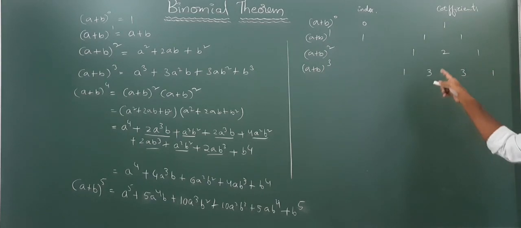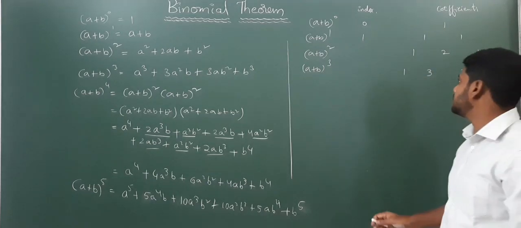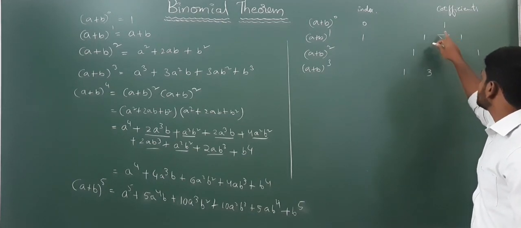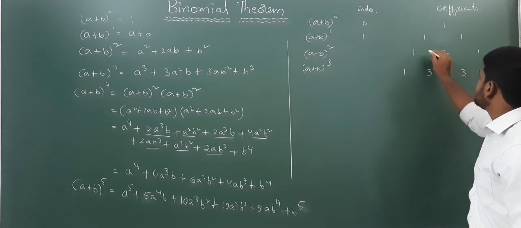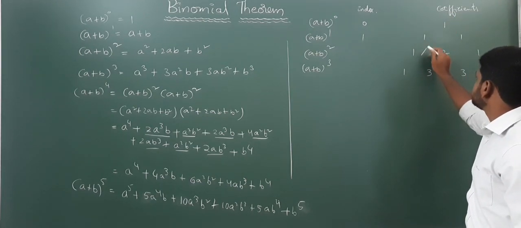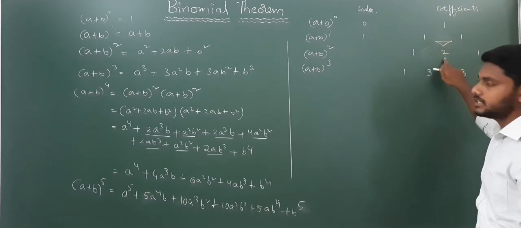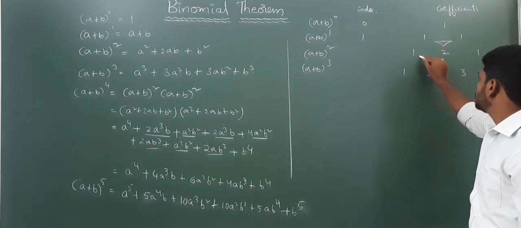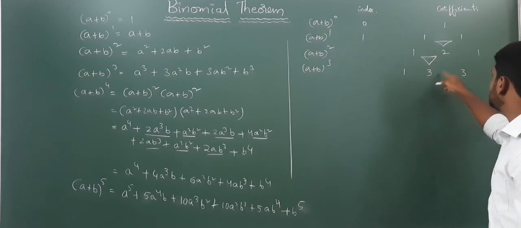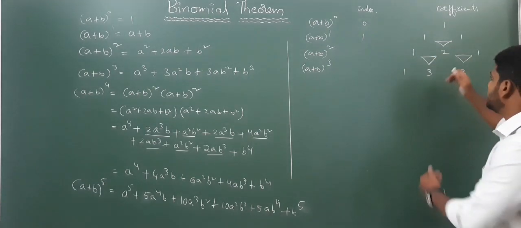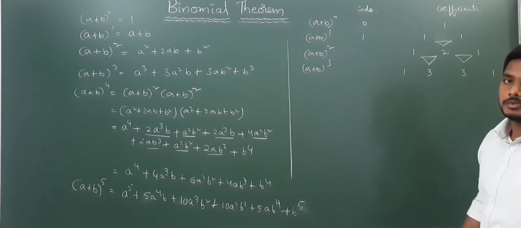From these coefficients, you can understand another thing. See, 1 and 1 which is equal to 2. Next, 1 and 2 which is equal to 3. Here 2 and 1 which is equal to 3. So like this, based on these triangles, the values will be there.